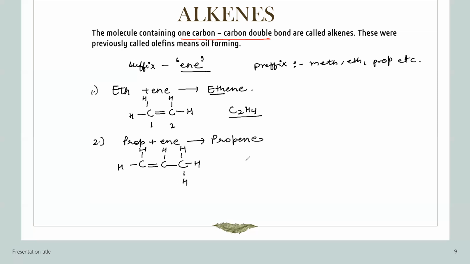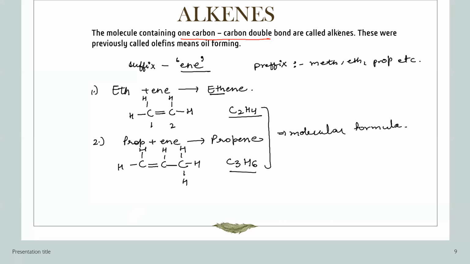So propene, the formula is C3. How many H are there? 3, 4, 5, 6. So C3H6. This is known as the molecular formula. Okay, fine. I hope this is clear.